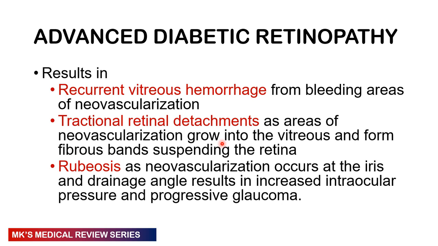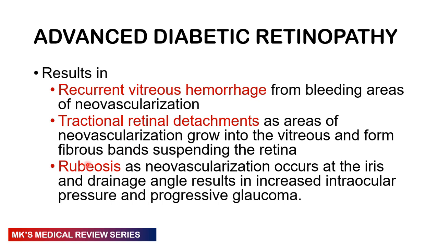Then in advanced diabetic retinopathy, you're going to have recurrent vitreous hemorrhage from bleeding areas of the neovascularization, because new blood vessels, as they are forming, are not as tight, quote unquote, as the older blood vessels, so they may actually leak. Then you may sometimes have tractional retinal detachment. As areas of neovascularization grow into the vitreous cavity, they may form fibrous bands and actually suspend the retina. So the retina may begin to tent. It appears like a tent.